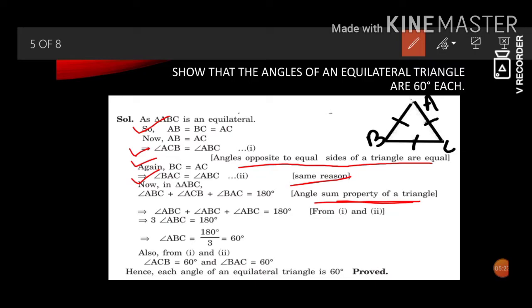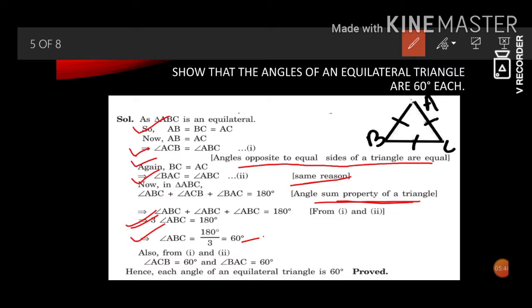So we can write, instead of angles A, B and C, any one of the angles. Here we have written angle ABC, that is, 3 angle ABC is equal to 180 degrees. So angle ABC is equal to 180 degrees divided by 3, that is 60 degrees.